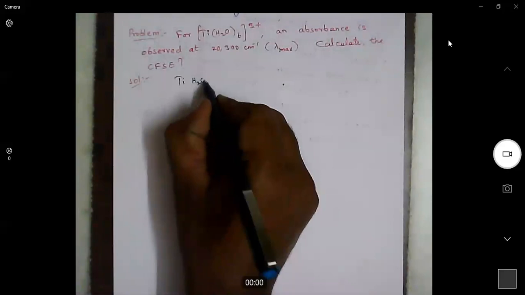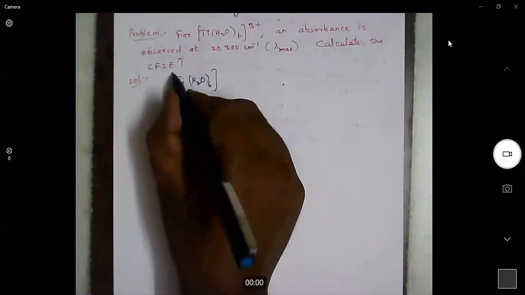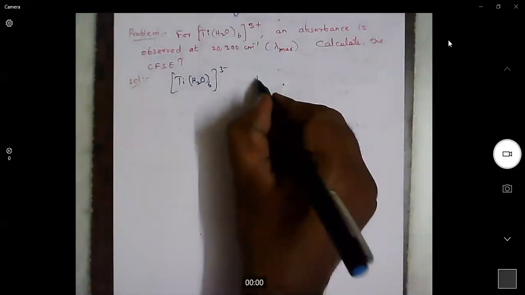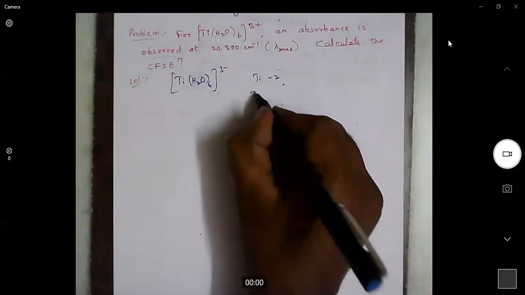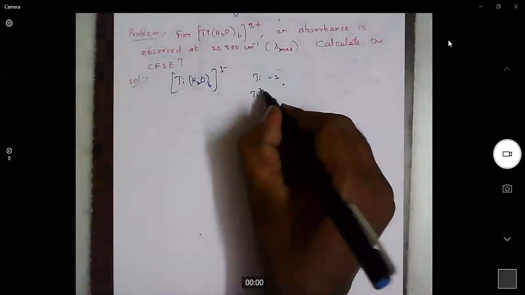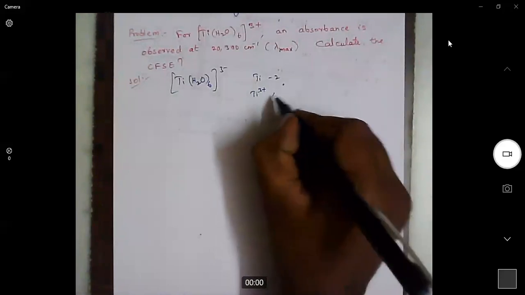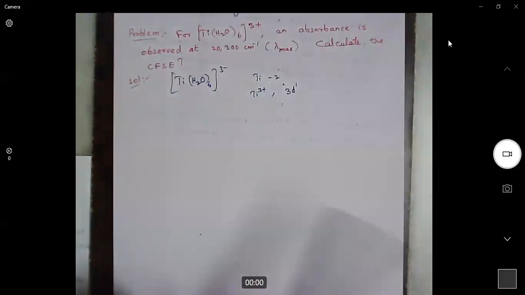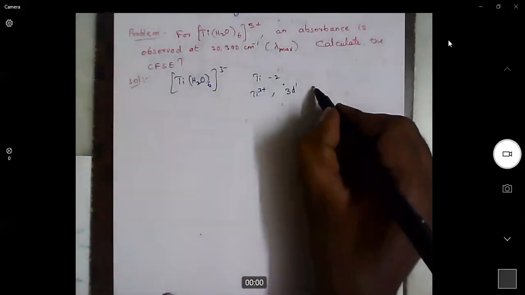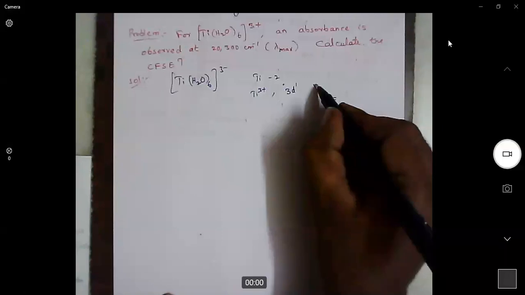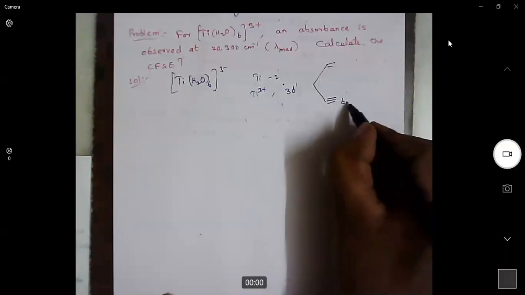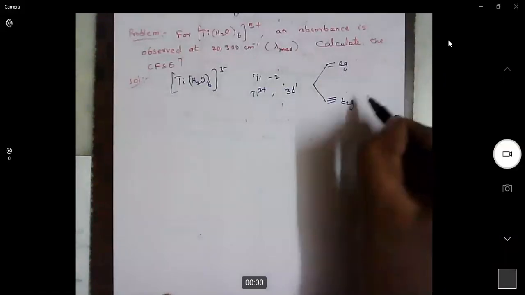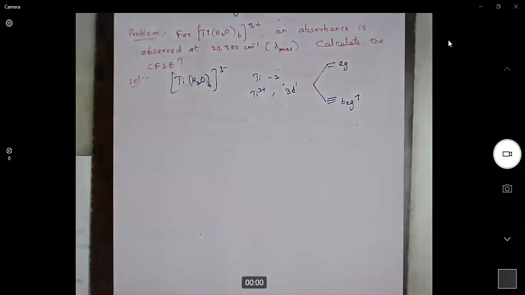Ti(H2O)6 3+. Titanium atomic number is 22. Titanium 3+ state has the electronic configuration 3d1. Because it is an octahedral complex, it will split into t2g and eg levels, and there is a single electron in the t2g level because the titanium 3+ ion has only one electron.